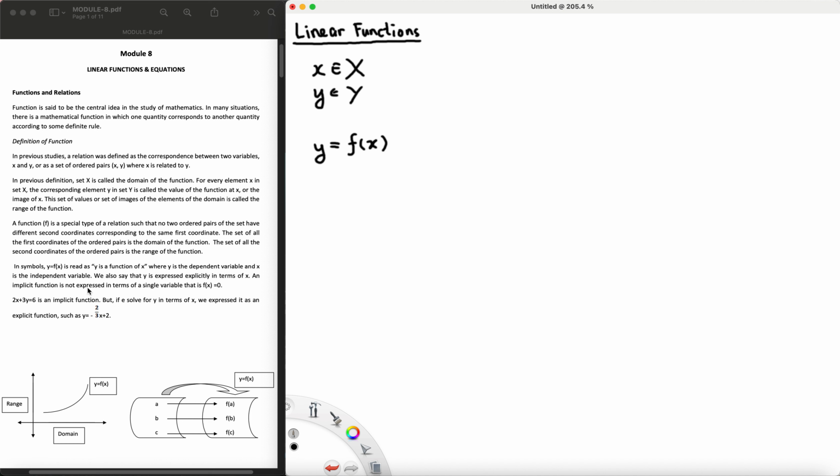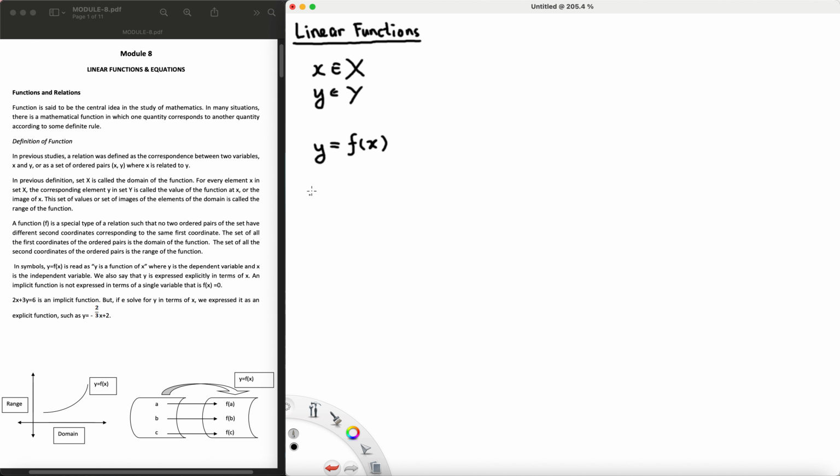An implicit function is not expressed in terms of a single variable, that is, f of x equals 0. For example, 2x plus 3y equals 6 is an implicit function, and an explicit function is in the form wherein y is on only one side of the equation. This is implicit, wherein there's a combination of 2x and 3y here, and you cannot see a y which is isolated on one side of the equation. When you say explicit, it is isolated on one side, wherein we can see it here.